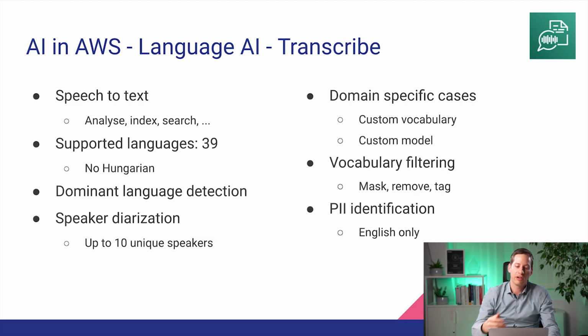Also, here you can specify a custom vocabulary or custom model that you can use to train the service for your use cases, and you can also do vocabulary filtering. You define a list of words and you either remove them, mask them, or simply tag them within your text. Transcribe also does PII identification, and it only does it in English.